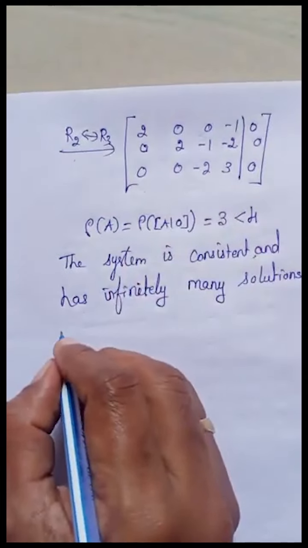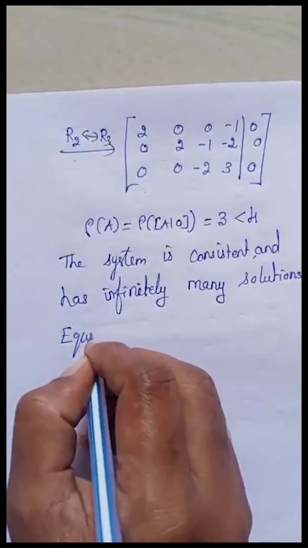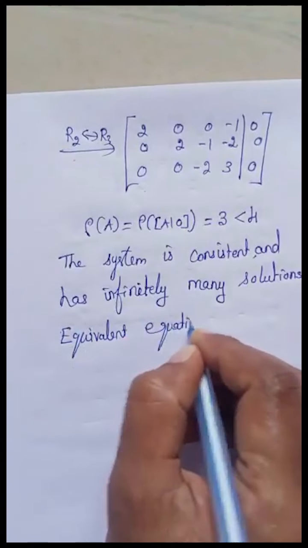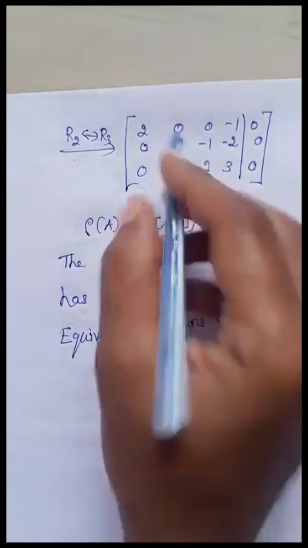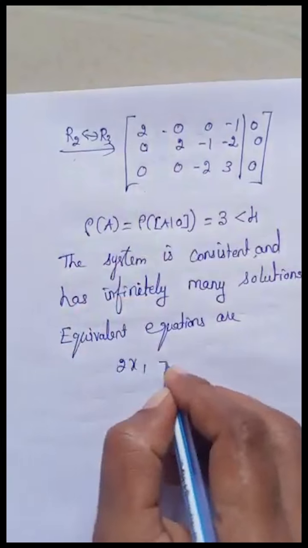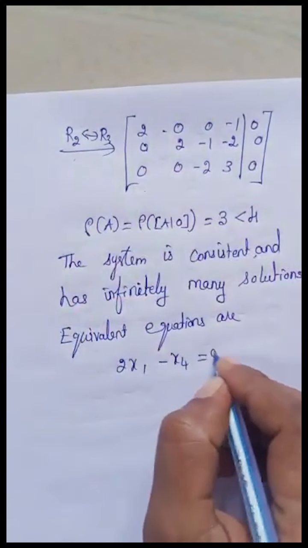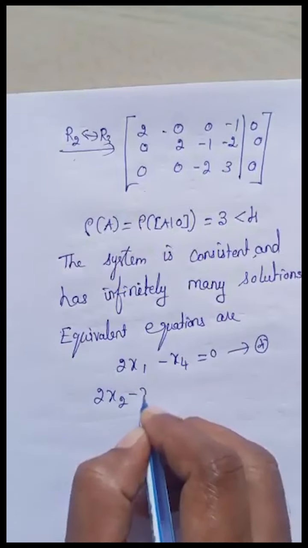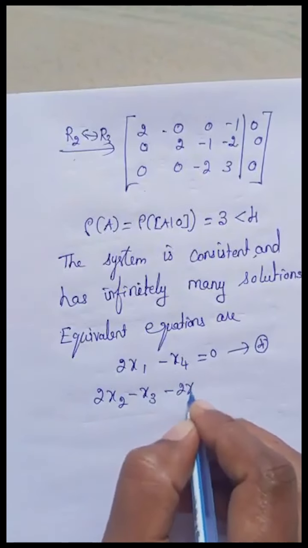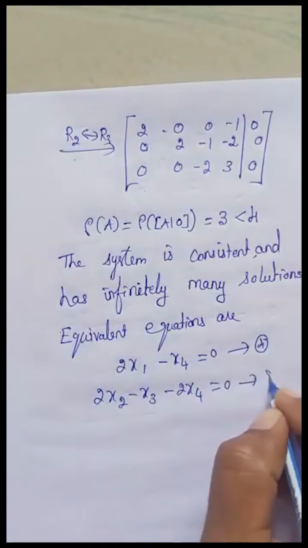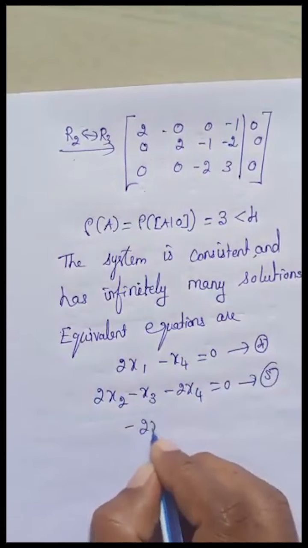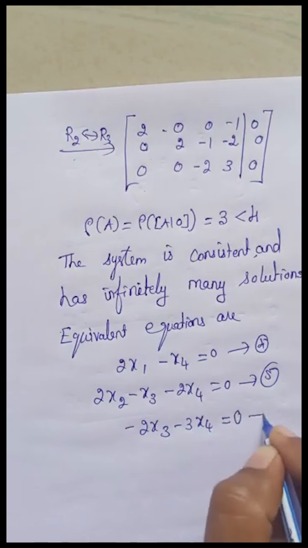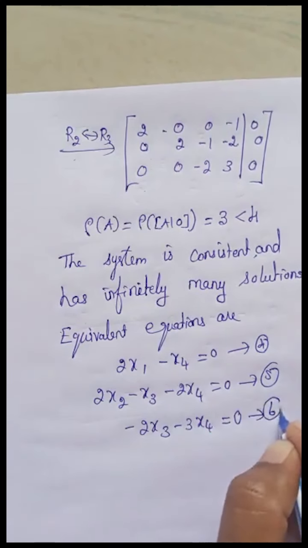So write the equivalent equations. That is 2x1 minus x4 is equal to 0. Equation number 4. Then 2x2 minus x3 minus 2x4 is equal to 0. That's equation number 5. Then minus 2x3 minus 3x4 is equal to 0. This is equation number 6.